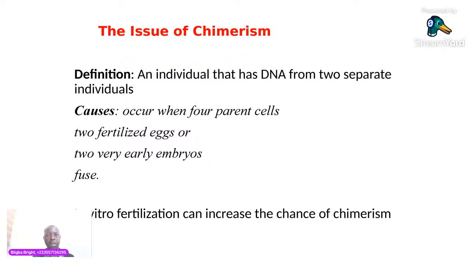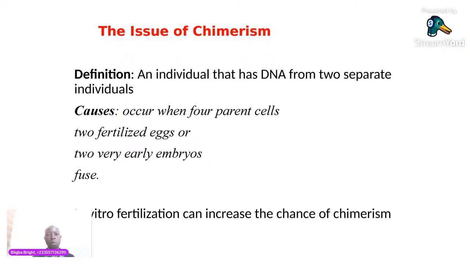So four parent cells here means that two eggs from the mother were fertilized, maybe with one sperm cell or with two different sperm cells. And then the two eggs fuse together to form one individual. It does happen. So two eggs were fertilized, and the mother should have borne twins, but that's fraternal twins. But in this case, immediately after fertilization, the two eggs fuse together to form only one individual.